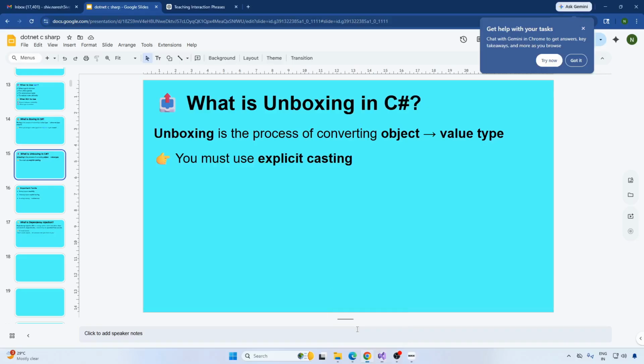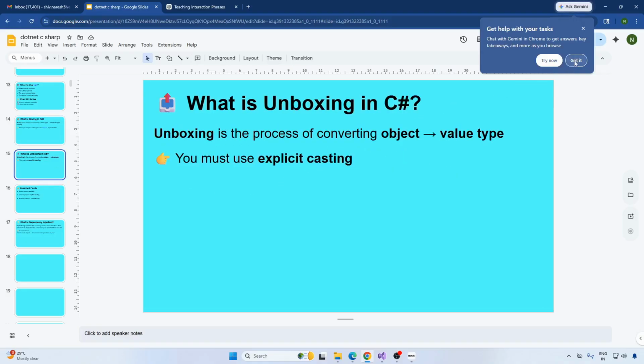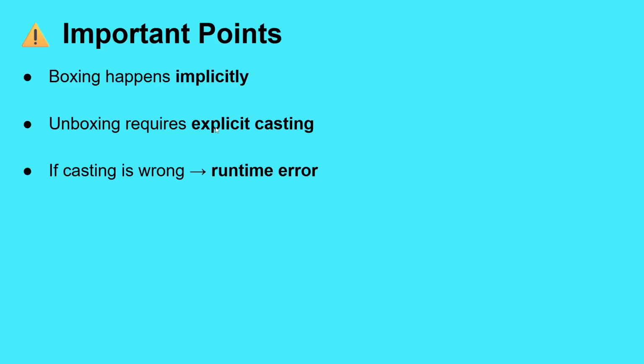Again, I'm going to repeat the things. What is boxing? Boxing is the process of converting a value type to a reference type, and unboxing is the process of converting object to a value type. You must use explicit casting. And important points: boxing happens implicitly. Unboxing requires explicit casting. If the casting is wrong, at runtime it is going to show an error.